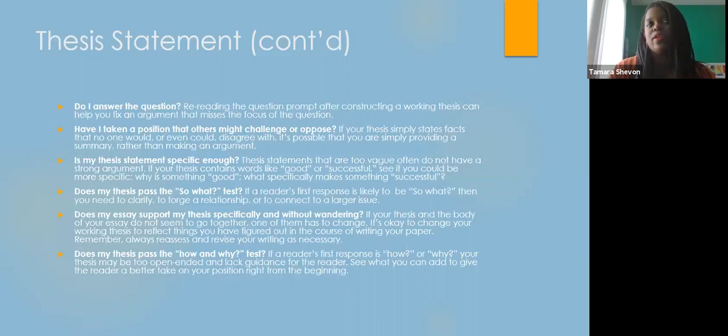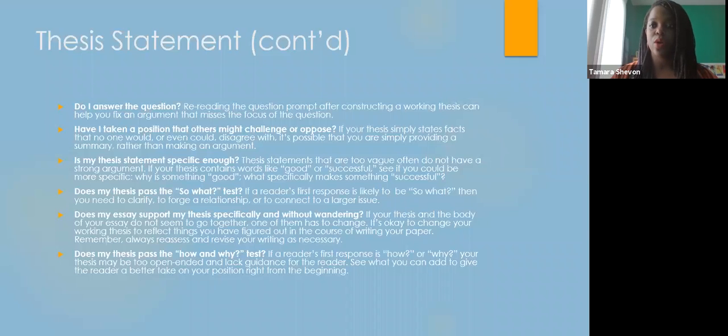If your response is likely to be so what to your thesis statement, that means that you are having a problem connecting your thesis statement to something that someone would want to read to see why you're proving that point. And then does my essay support my thesis without wandering? So if your thesis and the body of your essay do not seem to go together, one of them has to change.